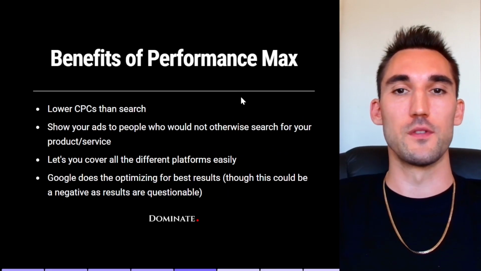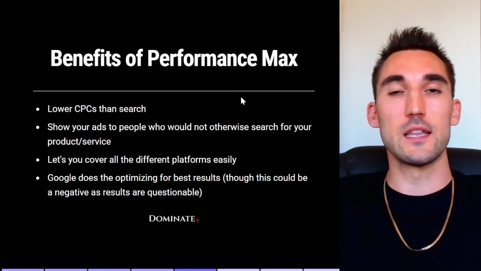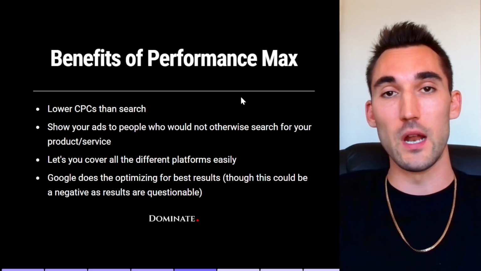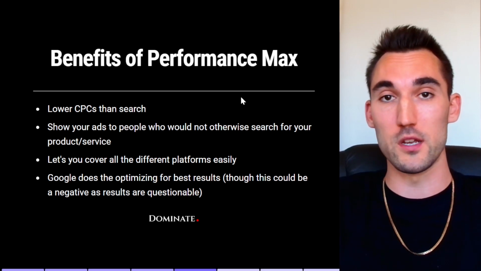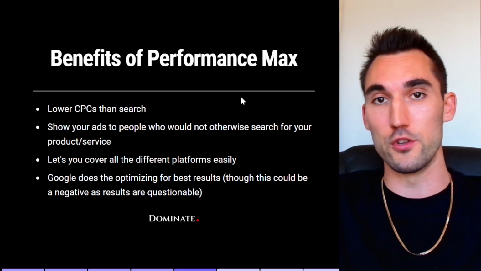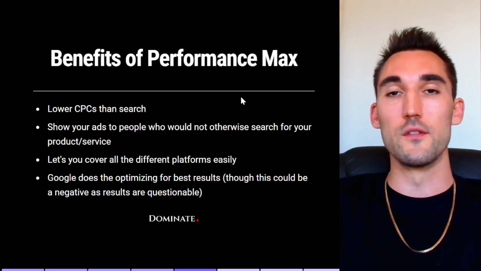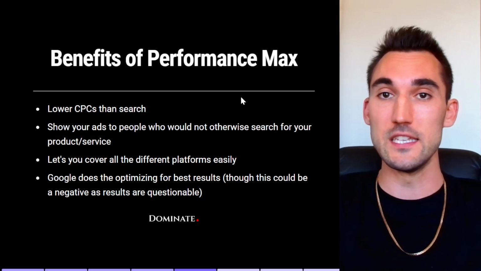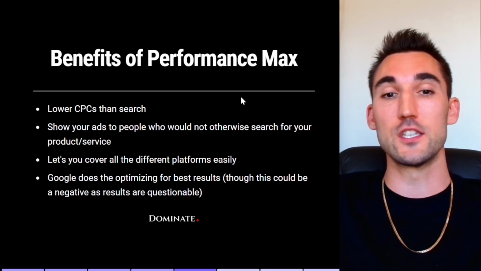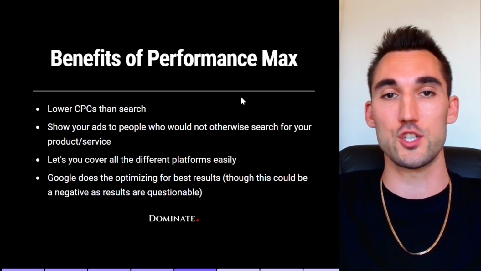Now, the benefits of the Performance Max campaign. You typically get lower cost per clicks than search campaigns. Your ads will show to people who would otherwise not know to search for your product or service. Now, that can be positive or negative, again, depending on how you look at it and what you're trying to achieve. It lets you cover all of the different platforms within Google easily. And Google does most of the optimizing for best results. Now, this could be a negative because the results can be questionable. I'm going to go into that.